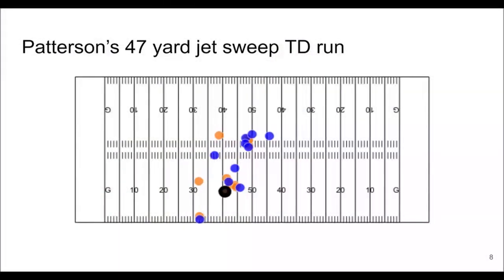Besides the fact that it's cool looking, I'm going to use this type of animation throughout, where the blue circles denote the offense, the orange denotes the defense, and the ball carrier is denoted by the black dot. You see Patterson getting the ball on a handoff, and he ultimately runs all the way to the end zone for a touchdown.